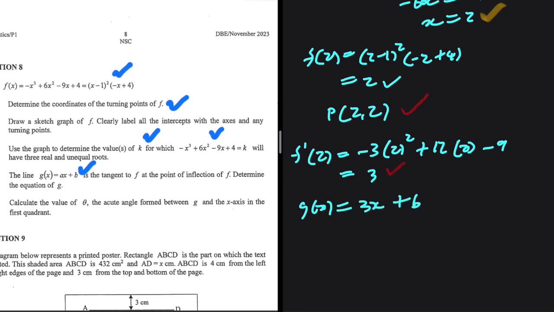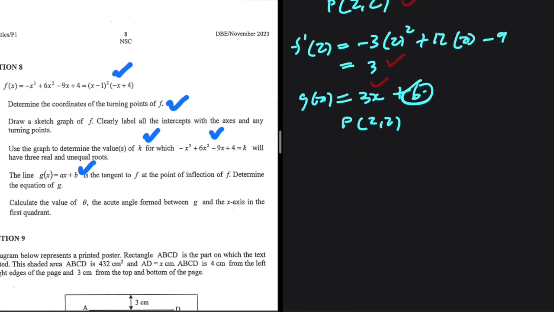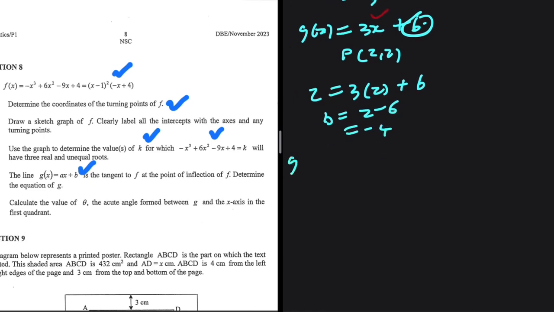We have the gradient at our point of inflection. In order to find b, we need to substitute our point of inflection with coordinates (2; 2). We have 2 = 3(2) + b, so b = 2 - 6 = -4. So g(x) = 3x - 4. This is the equation of g(x).